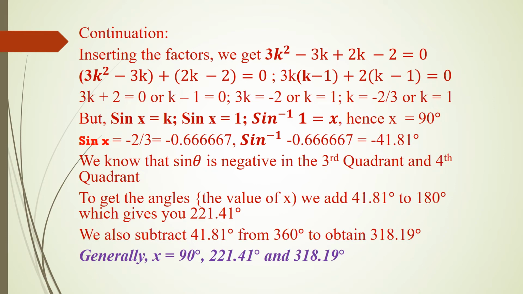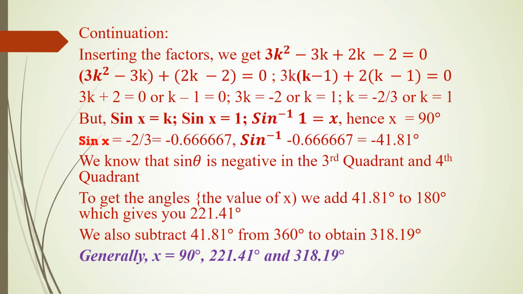Then sine x is going to be equated to minus 2 over 3, and minus 2 over 3 in decimal places is minus 0.666667. Therefore, we find the sine inverse of minus 0.666667, which gives us minus 41.81 degrees. That means the value of sine x is giving us a negative angle.